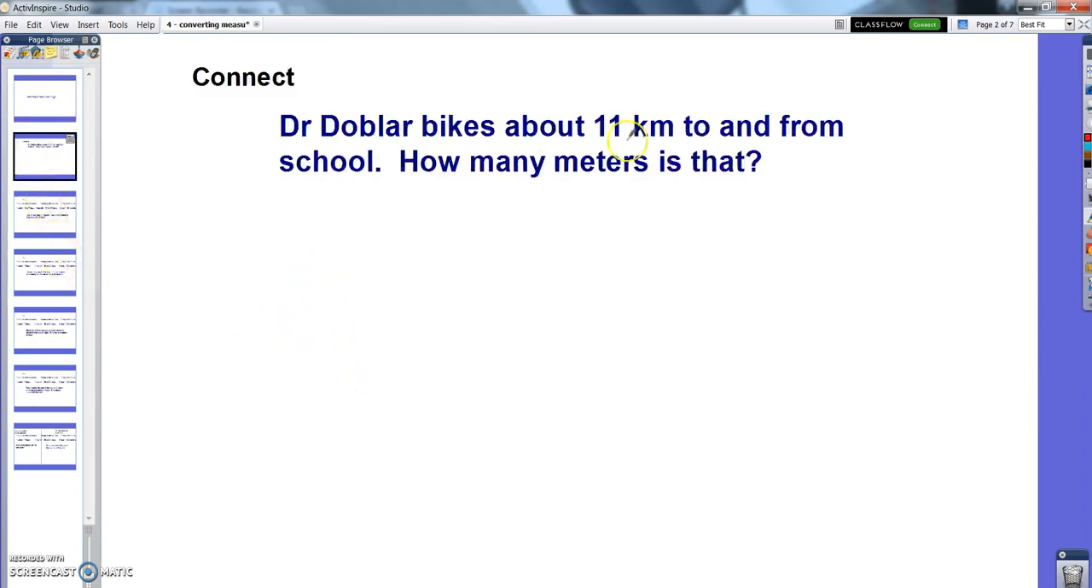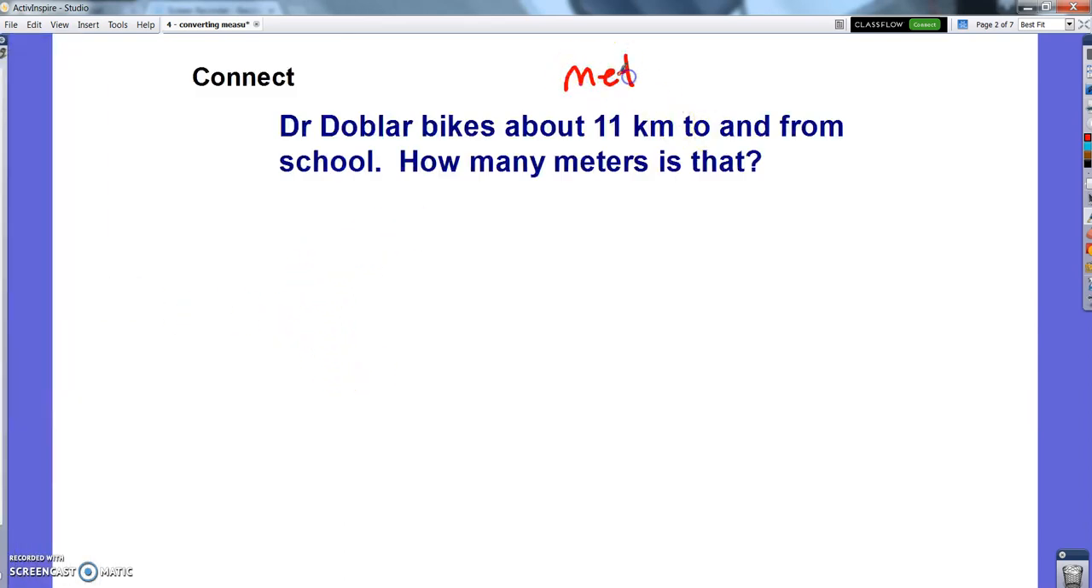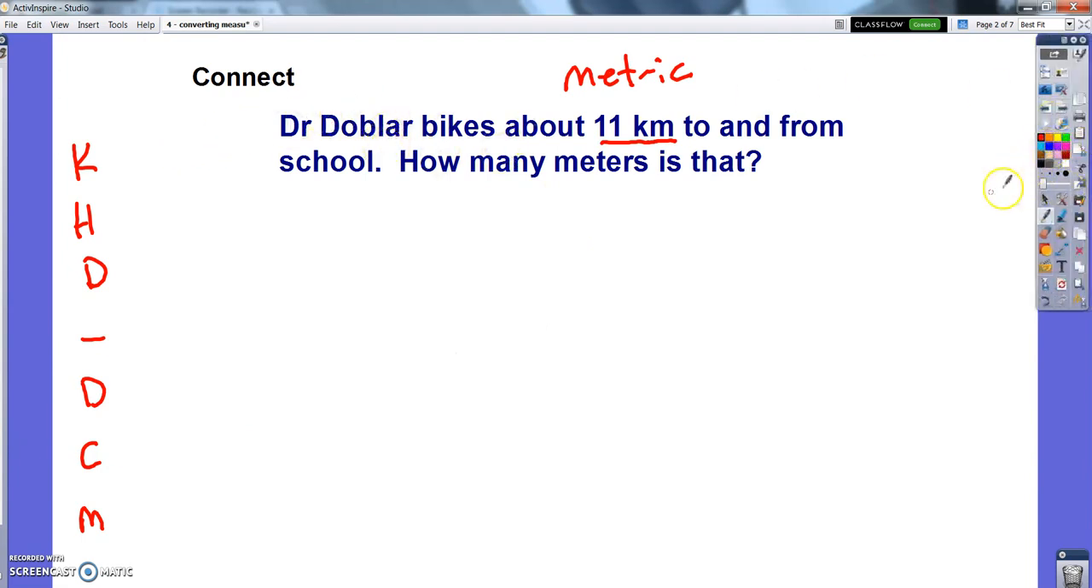So far we've been doing questions within the metric system, converting units in the metric system, like this one. Dr. Dober bikes about 11 kilometers to and from school. How many meters is that? If I use my King Henry mnemonic, King Henry died, base, drinking chocolate milk, then I would say, okay, 11 kilometers, that's K. K is for kilo. 11 kilometers, and I want to know how many meters that is. That's the base.